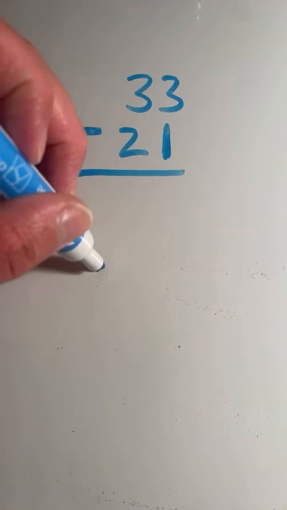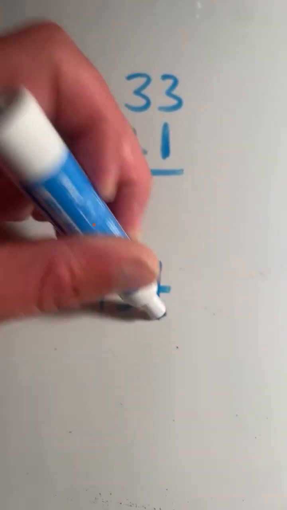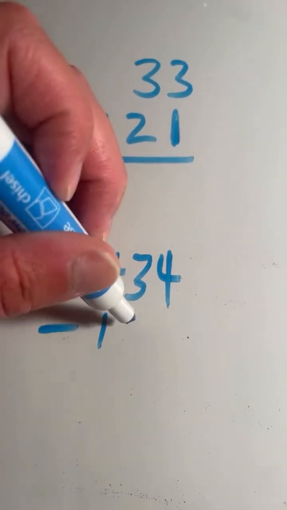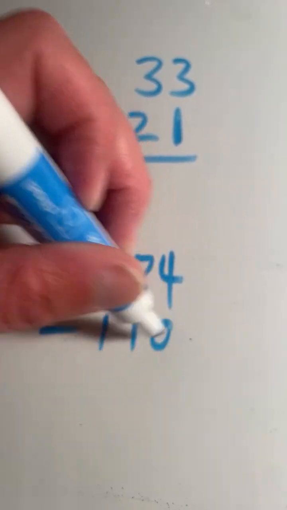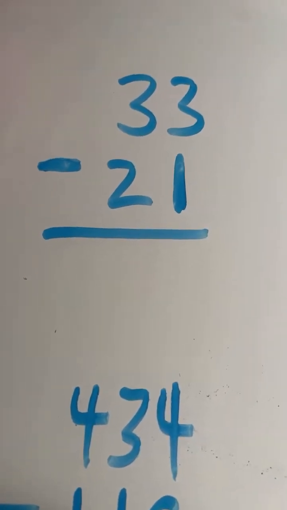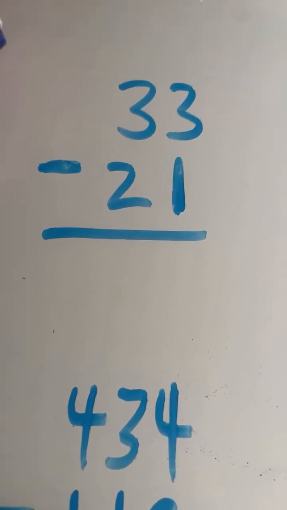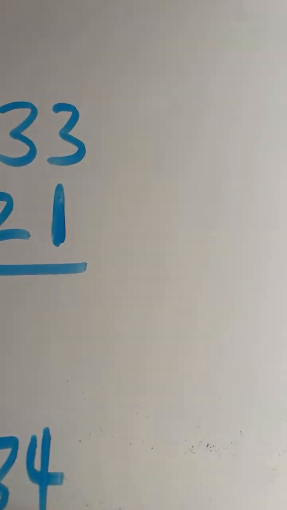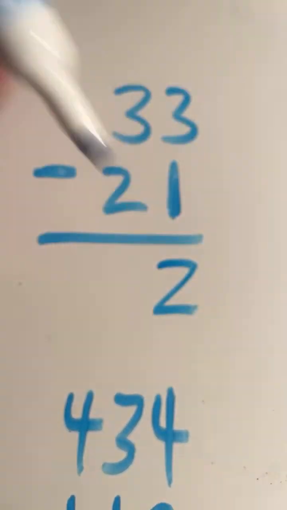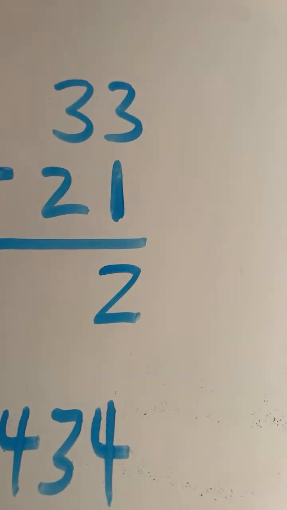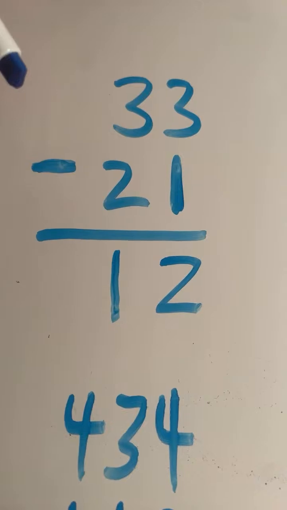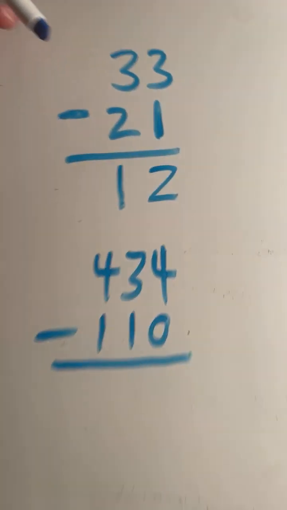Now for a 2-digit subtraction problem or a 3-digit subtraction problem that does not require regrouping, steps are actually pretty simple. So I'll break it down: 2- and 3-digit subtraction without regrouping. So simply think of it as 2 separate 1-digit subtraction problems. You start in the ones place, you subtract 3 minus 1. 3 minus 1 equals 2. Then you go to the tens place. 3 minus 2 equals 1. 33 minus 21 equals 12.